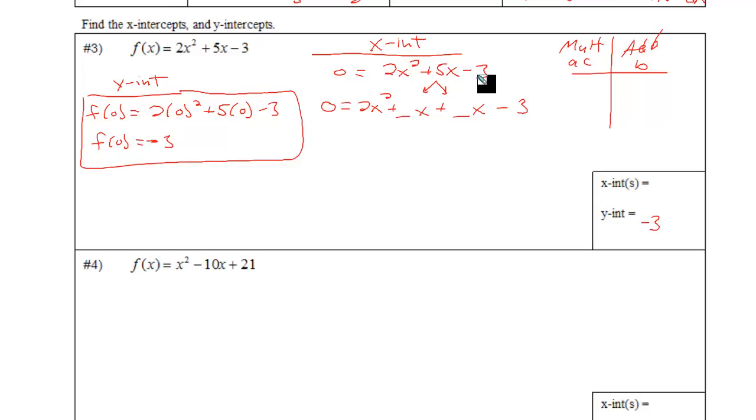A is 2, c is negative 3. So that's multiply to get negative 6. B is 5. So multiply to get negative 6, such as positive 6 and negative 1. Add to get 5. 6 plus negative 1 is 5. So on one of these blanks you put a 6, the other one you put a -1. It's important that you have this plus sign between these terms. It will cause you major problems if you don't.